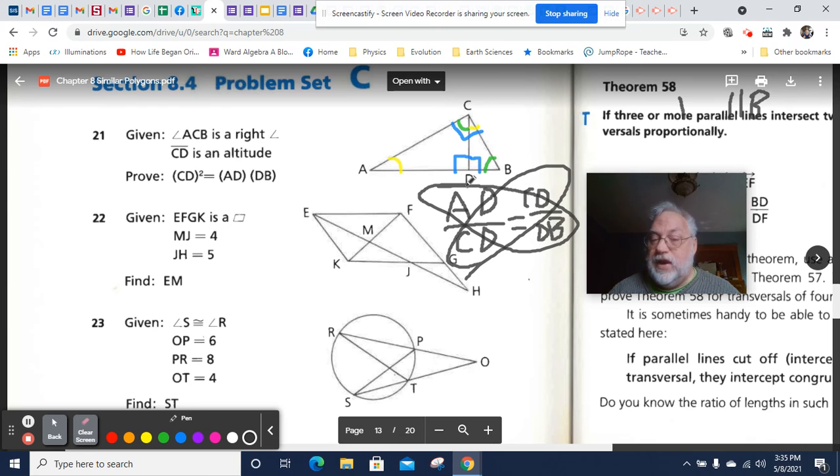And this is actually the foundation of the altitude on hypotenuse theorem that shows up in chapter 9. Okay, and that is that for this chapter. I hope that was helpful.